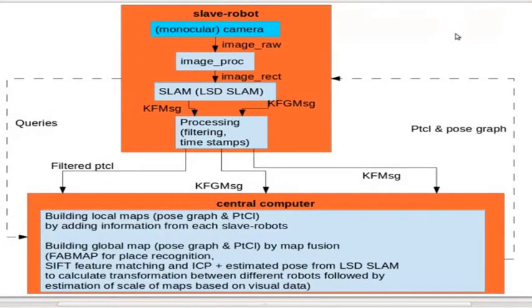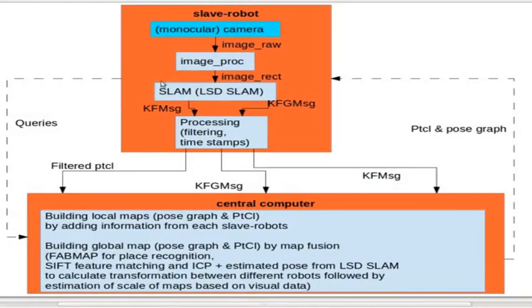Roughly speaking, the system works as follows. Each slave robot collects data from the monocular camera, rectifies the images, and runs a SLAM algorithm, estimating its current pose in its local coordinate system. After a slight processing of the collected and estimated data, every slave robot sends the processed data to the central computer.